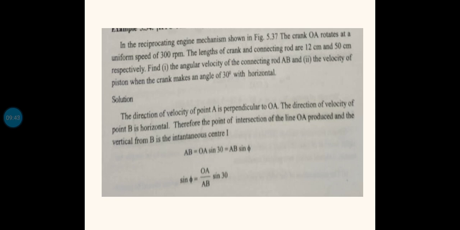We will move on to the problem. In the reciprocating engine mechanism shown in the figure, the crank OA rotates at a uniform speed of 300 rpm. The length of the crank is 12 centimeters and the connecting rod is 50 centimeters. Find the angular velocity of the connecting rod AB and the velocity of the piston when the crank makes an angle of 30 degrees with the horizontal.